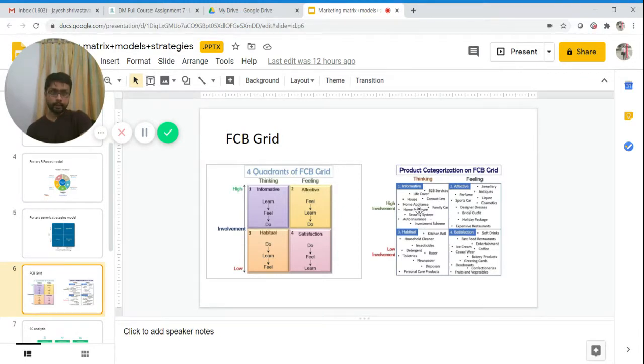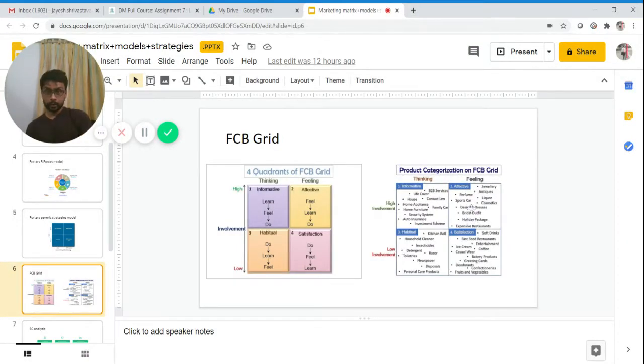Let's say you are buying insurance, a life cover, or a family car, home furniture, etc. These are high involvement purchase decisions. These require high thinking, so these come under the informative quadrant. Coming towards the affective quadrant, take the example of a sports car or some expensive perfume, an expensive watch, expensive restaurants, or a holiday package.